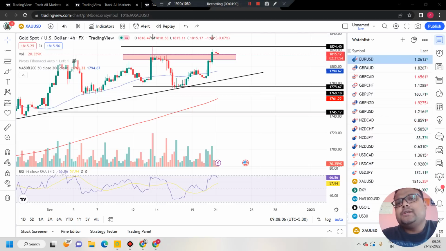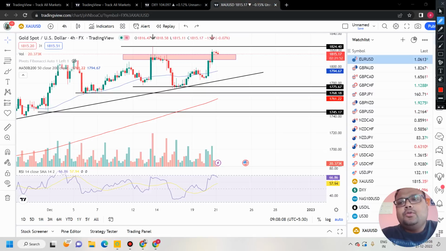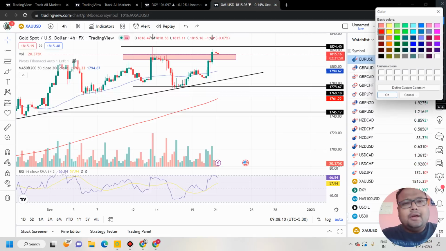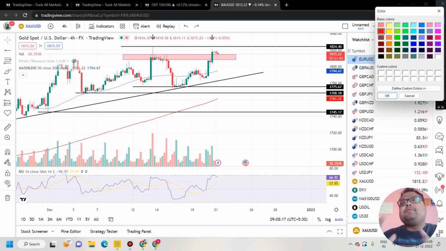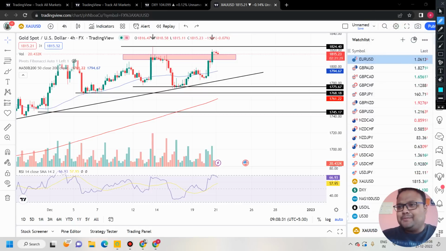So if gold breaks the 1825 level, do not take a buy position immediately. Wait for 2 hours, 3 hours, 4 hours, observe the market and see how the market is reacting. If you see that after 3-4 hours the market is trading comfortably above the 1825 level, you can consider taking a buy position with proper risk management. Yes, do not gamble with your hard-earned money right now.